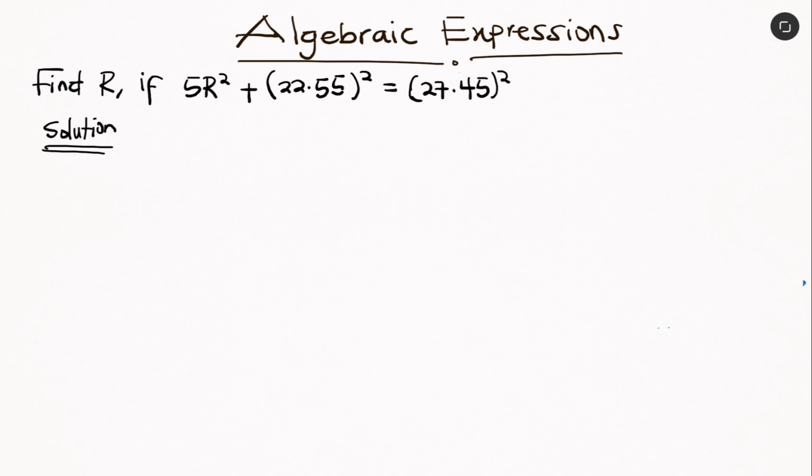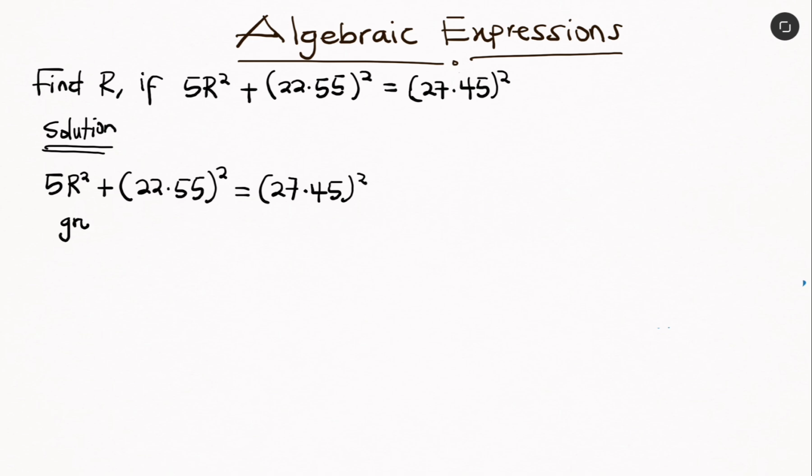To solve this particular problem, the first thing we do is to write down the problem. So we have 5r squared plus 22.55 squared is equal to 27.45 squared. Right, so from here, the first thing we do is we group like terms.